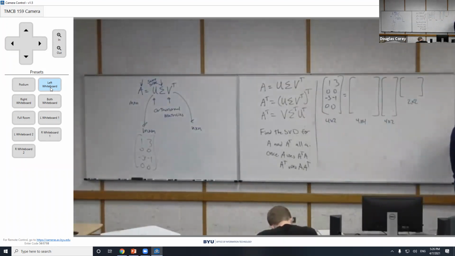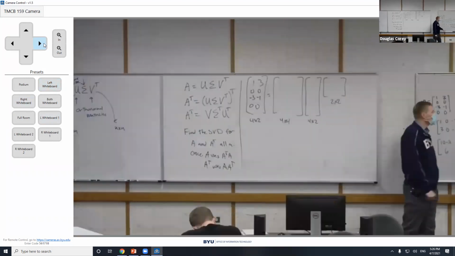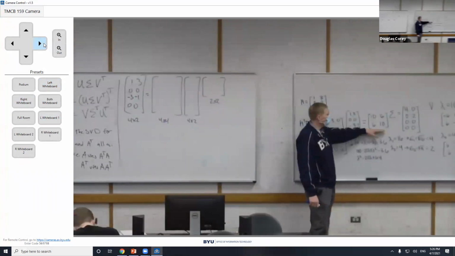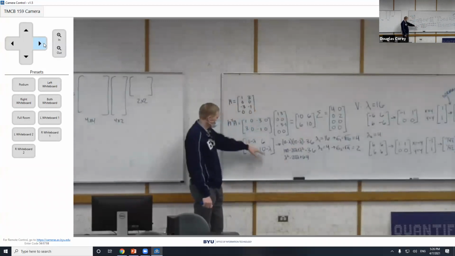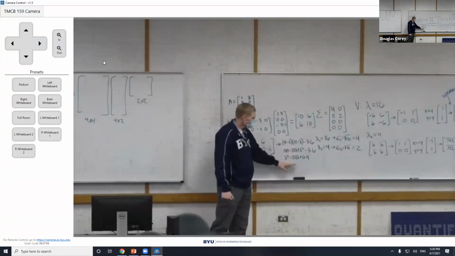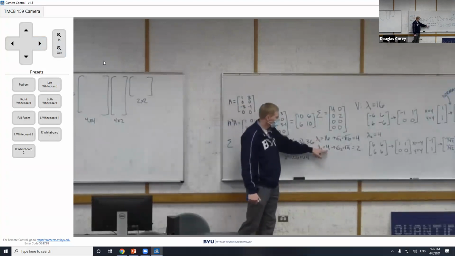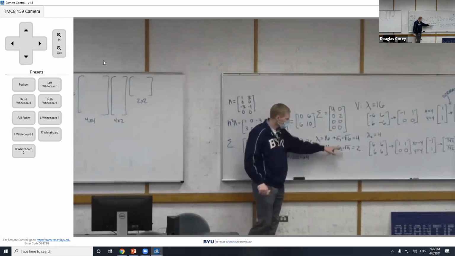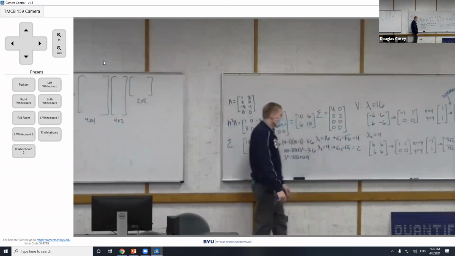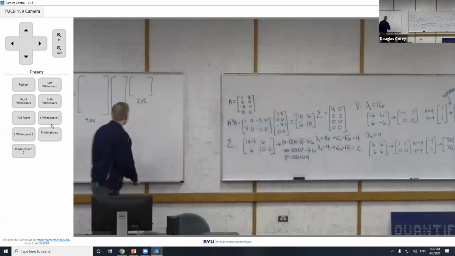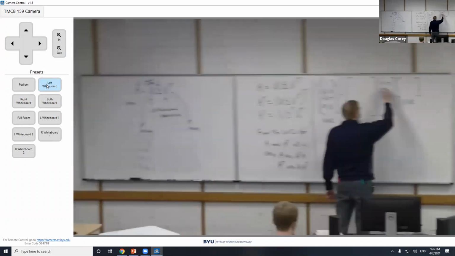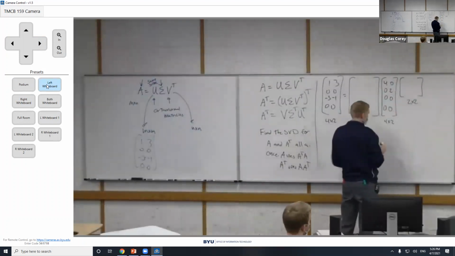So to start off, we're going to look at A transpose A, and when we do A transpose A, we get a 2x2, and then we do the eigenvalues. We find our eigenvalues here. So you subtract off lambda, find your characteristic polynomial, factor it down, you get 16 and 4. Those are not your singular values, right? I have to take the square root of those. So with those singular values, we can already write down sigma.